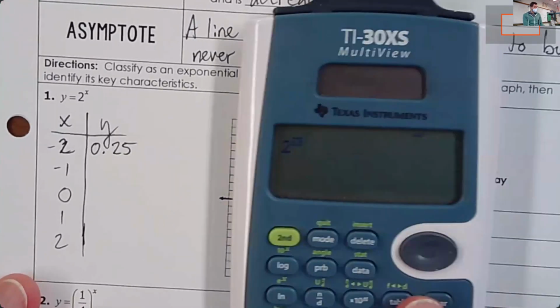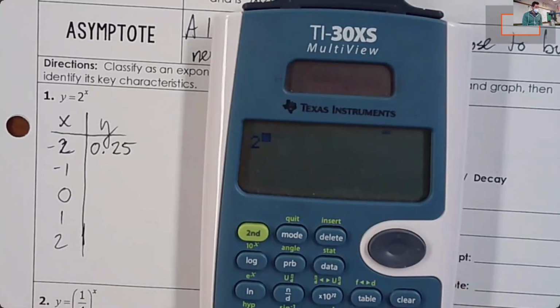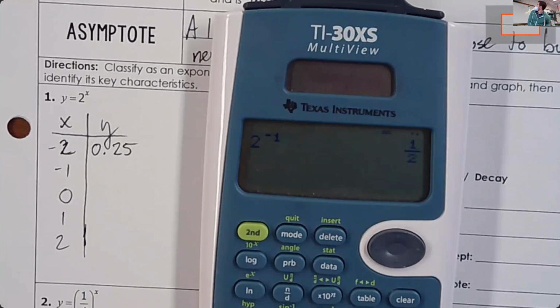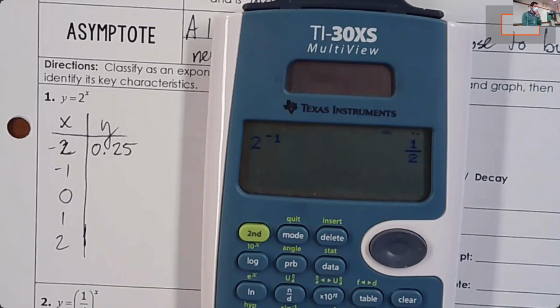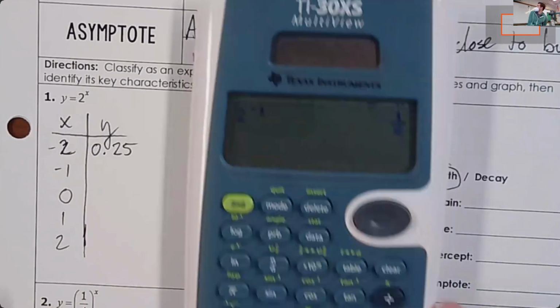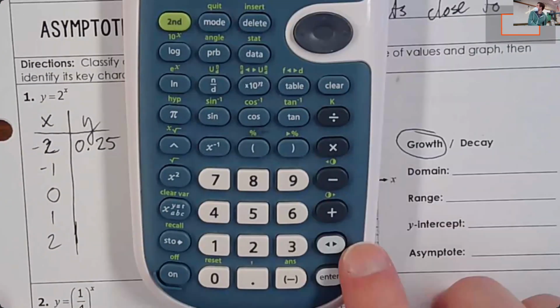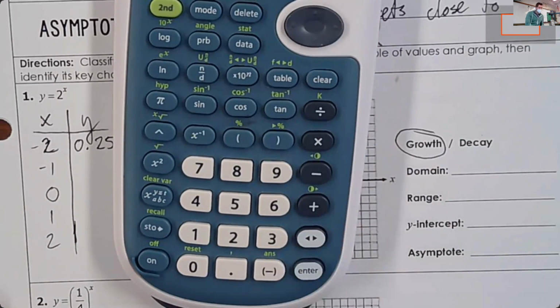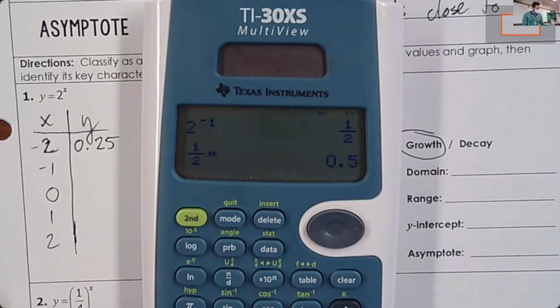So it's the exact same thing. And then we type in 2 with the up arrow and then to the negative 1 power. And we hit enter. And that's 1/2, which is 0.5. And again, if you want to change from a fraction to a decimal, which is probably better to do when you're graphing, it's just the button right above enter. That'll convert that to a decimal. So we got 0.5.